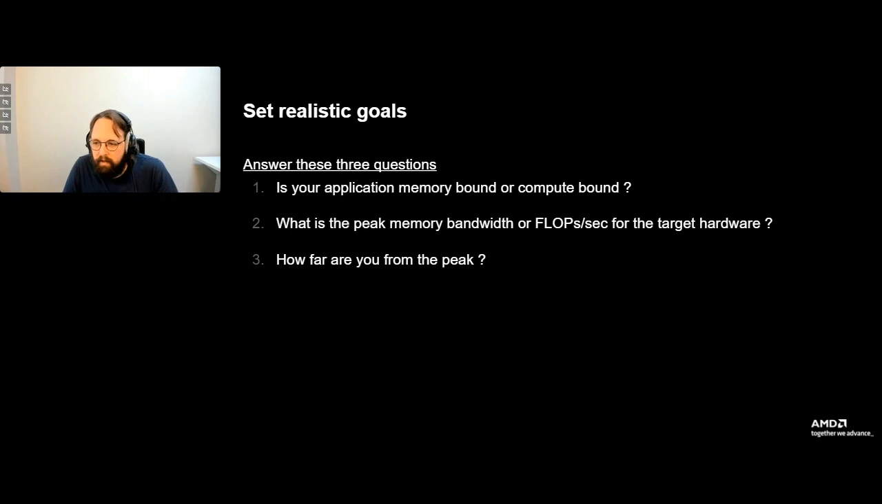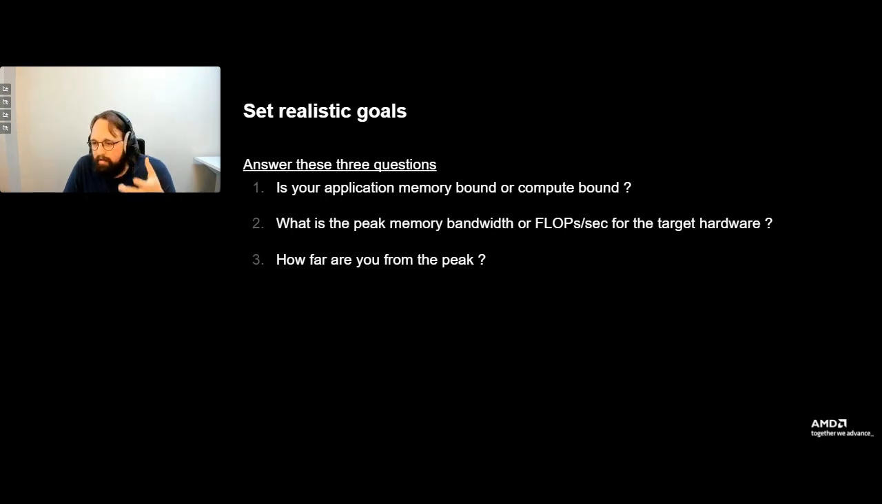And there are 3 questions I always ask myself when I try to set these realistic goals. We want to know first, is the application memory bound or compute bound? This is important if we want to understand the kinds of things we need to change in our code to improve performance.